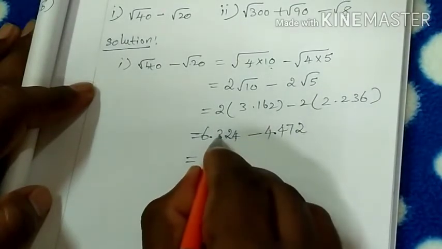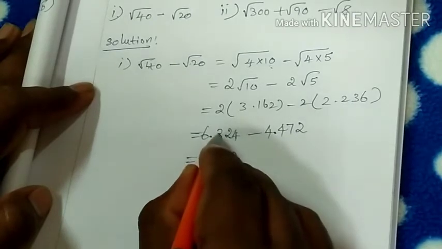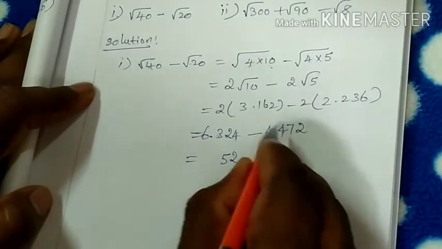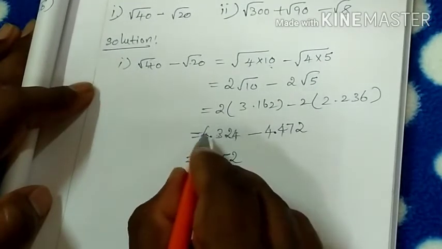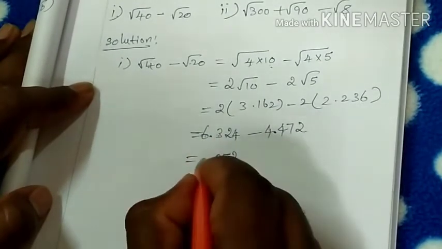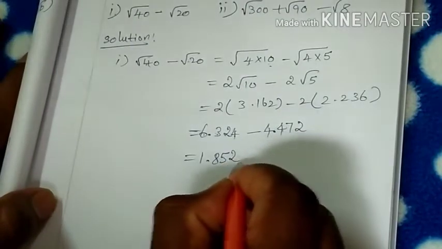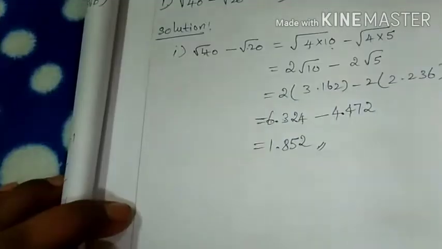Okay, then 2, reduce the value. Then making once again the transformation, 12. 12 minus 4 is 8. Point. This is 5, reduce the value. 5 minus 4 is 1. 1.852 is your answer.